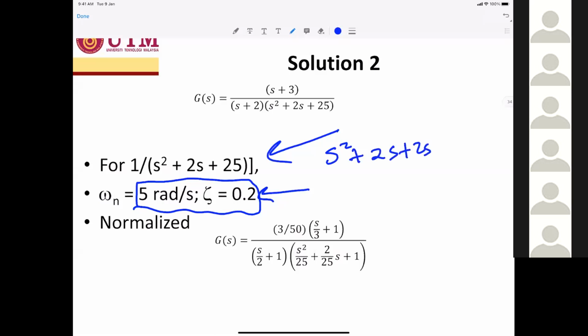Characteristic equation. Characteristic equation equal to 0. How do I get 5 radian per second and zeta 0.2? Not from the plot, from the transfer function. Using a comparison with the standard formula for a second order system. Do you mean like this? Yes. Okay, so you compare.